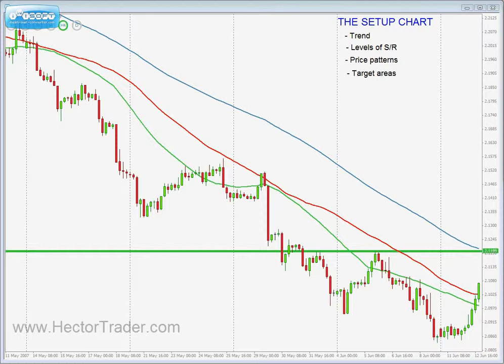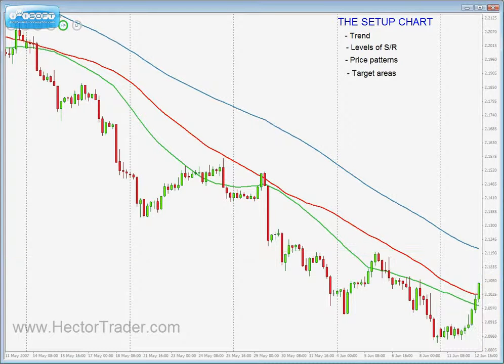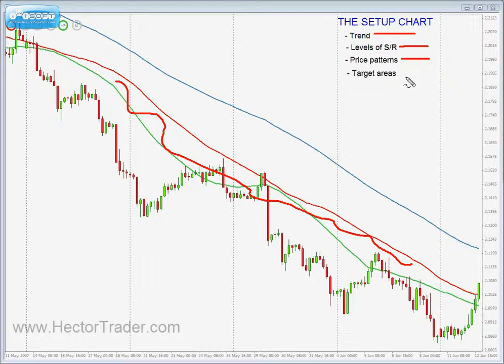Okay, so those are the 4 reasons, or the 4 uses I make of the setup chart. Once again, recapping really quickly: trend establishment, the most important of all. Once we've determined that we are indeed in a trending scenario, then in that time frame I will search for price patterns, levels of significant support and resistance, especially confluences around the dynamic areas of support and resistance. And finally, if I eventually take my entry, I will also define my target areas off the 4 hours time frame, or whichever time frame is my setup chart.